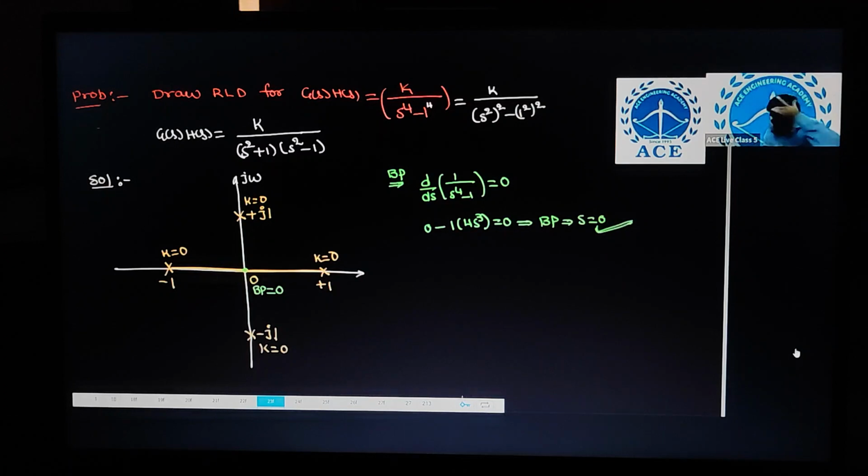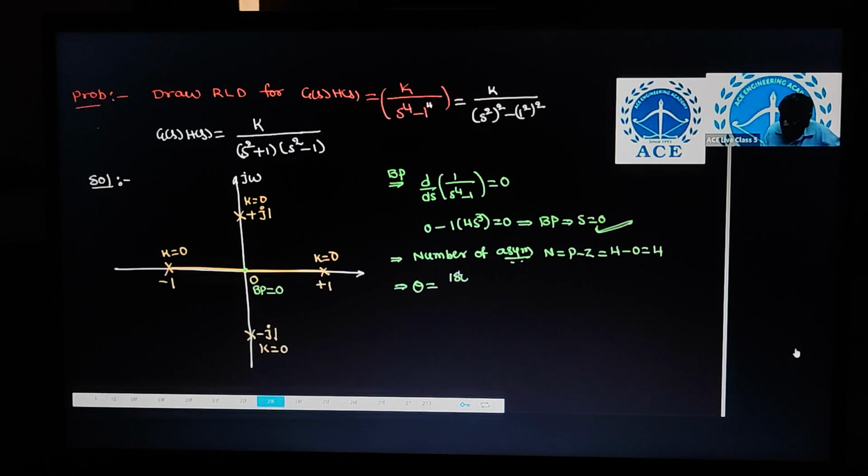Next, the angle of asymptotes. First the number of asymptotes: N equal to P minus Z, which is 4 minus 0, becomes 4. When the number of asymptotes is 0, there is no need to calculate angle of asymptotes or centroid. The break point you have to calculate for each and every problem. Multiple poles, 2 or more poles, means you need to calculate break points.